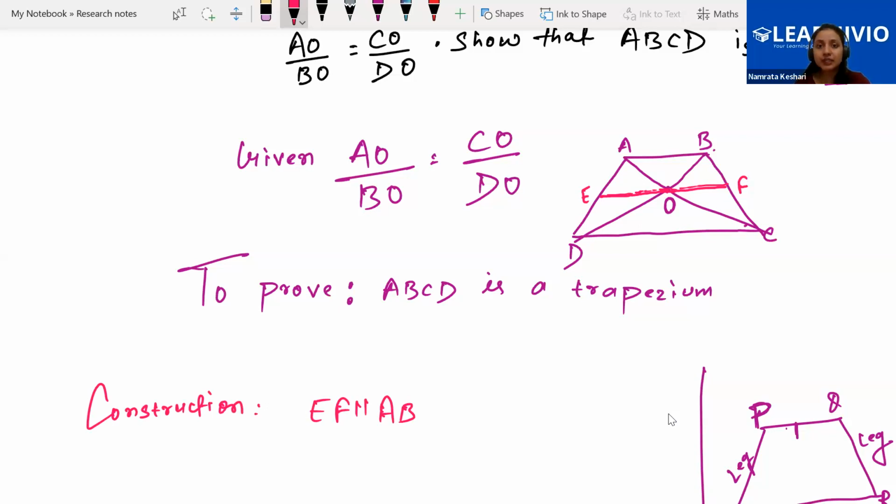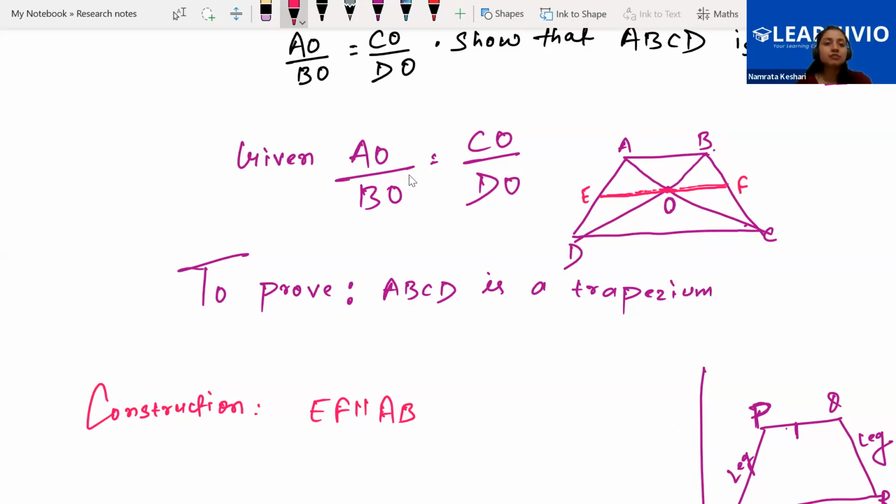Now we don't know whether AB and CD are parallel or not. That's what we want to prove over here. It is just a construction we have done, a line we have drawn, and that is parallel to one of the lines over here, that is AB.